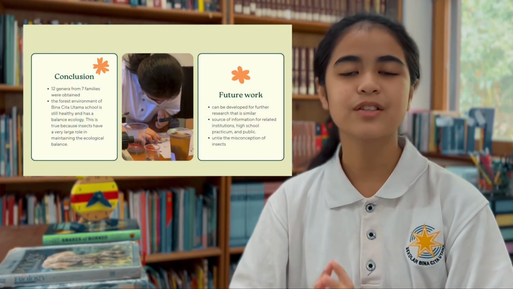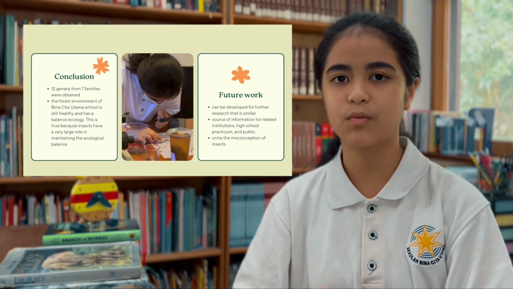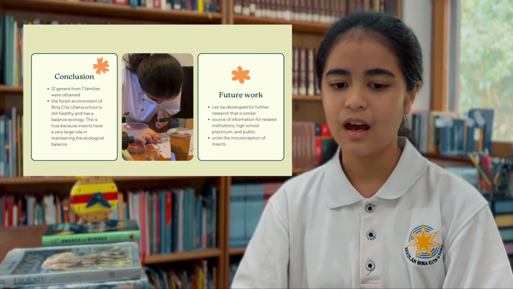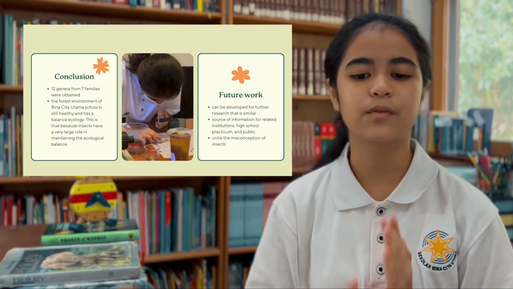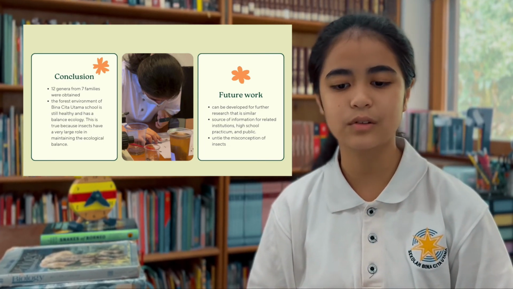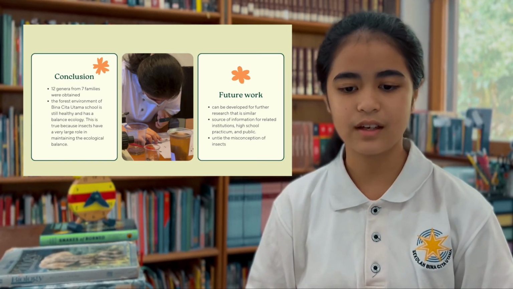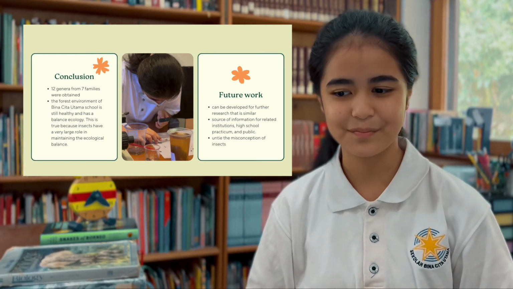Finally, we can come to the conclusion. So 12 genera from 7 families were obtained based on the study. And based on the ecological index value, I can conclude that the forest environment in Bina Cita Utama School is still healthy and has a balanced ecology.